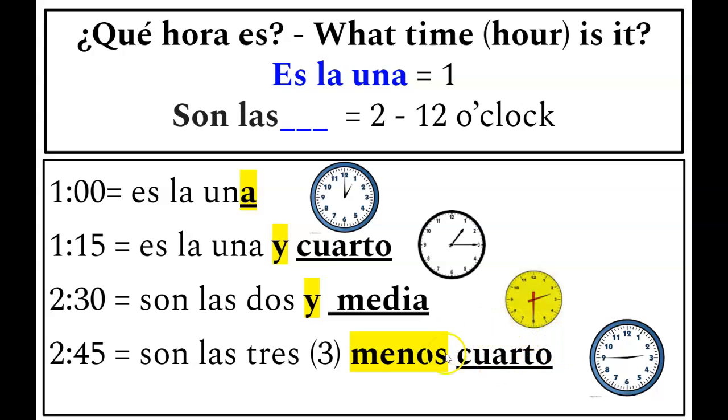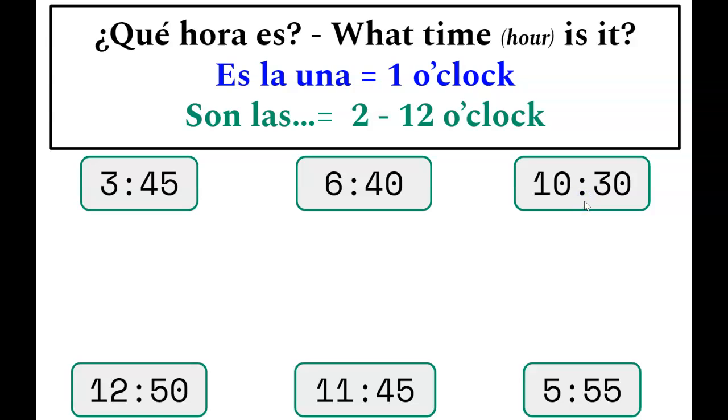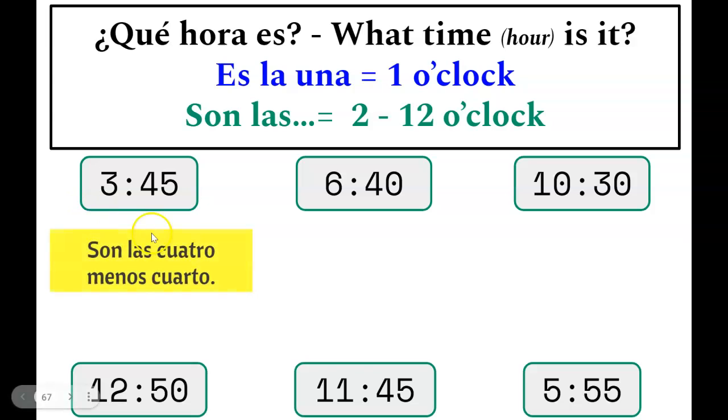Read it backwards. It is 1/4 till 3. Is it 1/4 till 3? 2:45? Yes, it is. All right, now these are on the other side of the clock. I have 3:45, which means it is 1/4 till 4. So the numbers I'm using are the number 4, and I'm using the word for 1/4. I have to start with the hour first. Son las 4 menos cuarto. It is 1/4 till 4.